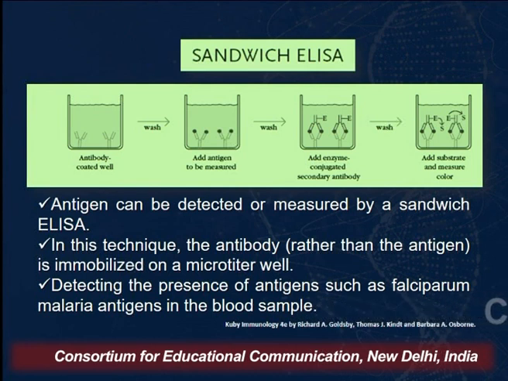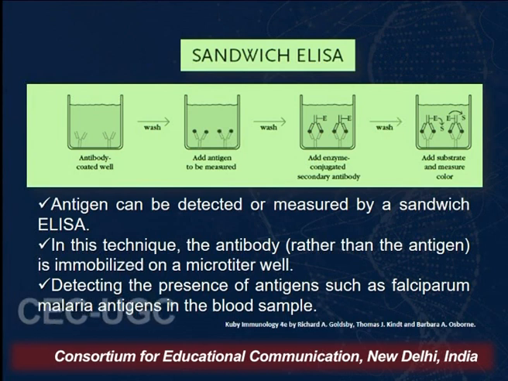In this technique, the antibody which is specific to a particular antigen is coated onto the well. Then the antigen is added. The antigen comes, reacts and binds to the antibodies, and as this binding takes place, secondary antibodies are then added. These secondary antibodies have an enzyme linked onto them, and they get bound to this one.